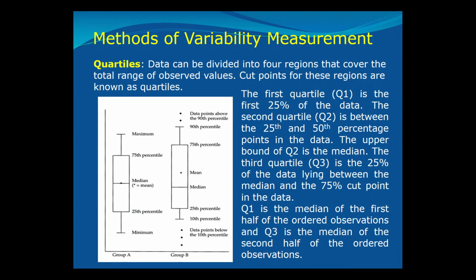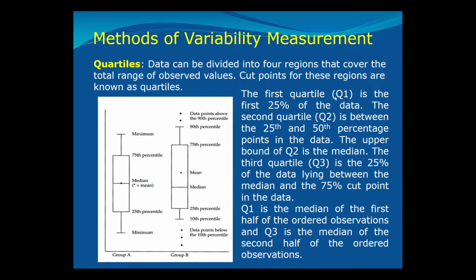a portion. Data can be divided into 4 regions that cover the total range of observed values. Cut points for these regions are known as quartiles. So the bottom point is the minimum value in our data set. The top is the maximum value in our data set. All other values are divided into 4 different quartiles.